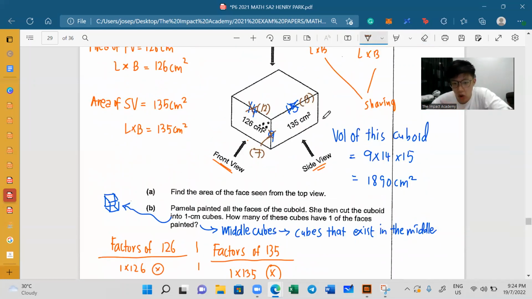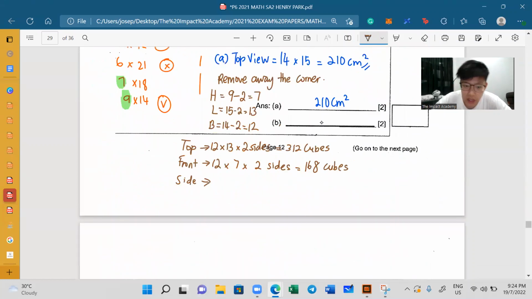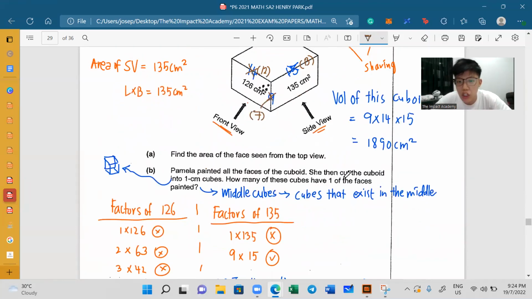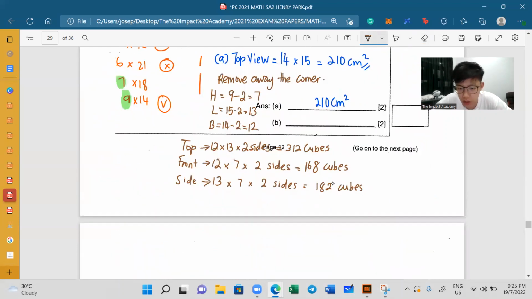Once I'm done with that, I can move on to the next part, which is the side. The side is no longer 15 as the length, no longer 9 as the breadth, but it's actually 13 as the length and 7 as the breadth. So I will just do 13 times 7 times 2 sides as well. We will do 13 times 7 times 2, and therefore over here you will have 182 cubes. Now what is this 182? Likewise, 182 cubes that exist in the middle and will not have more than one side or one face painted. Again, of course, remember to times 2.